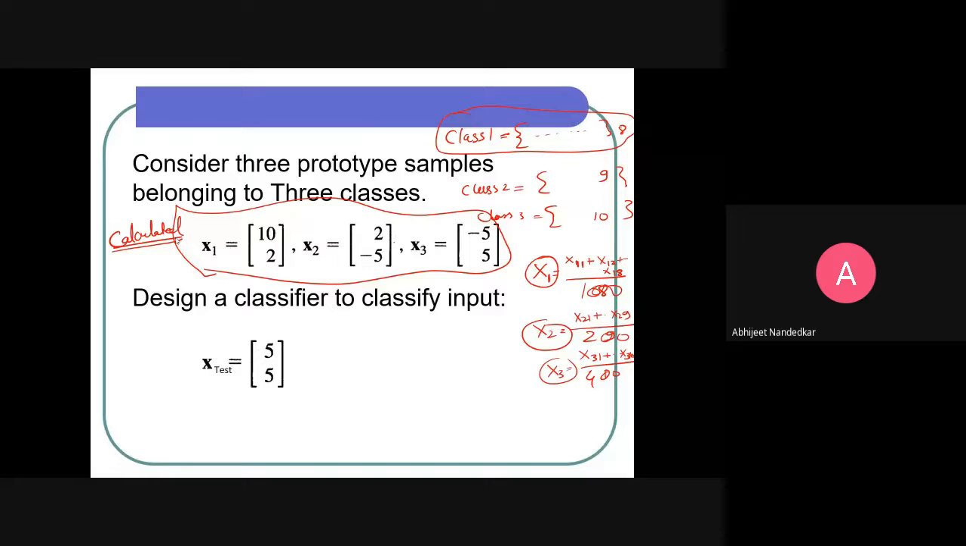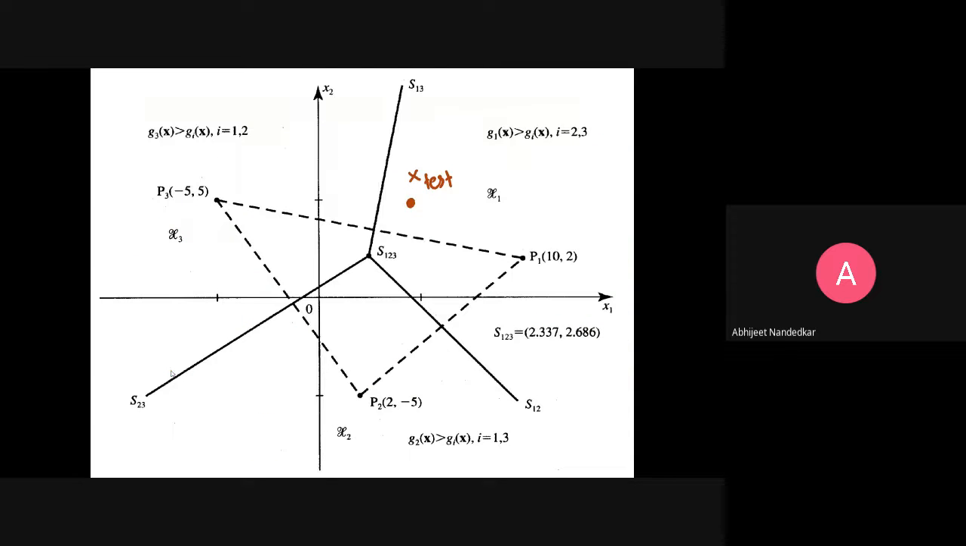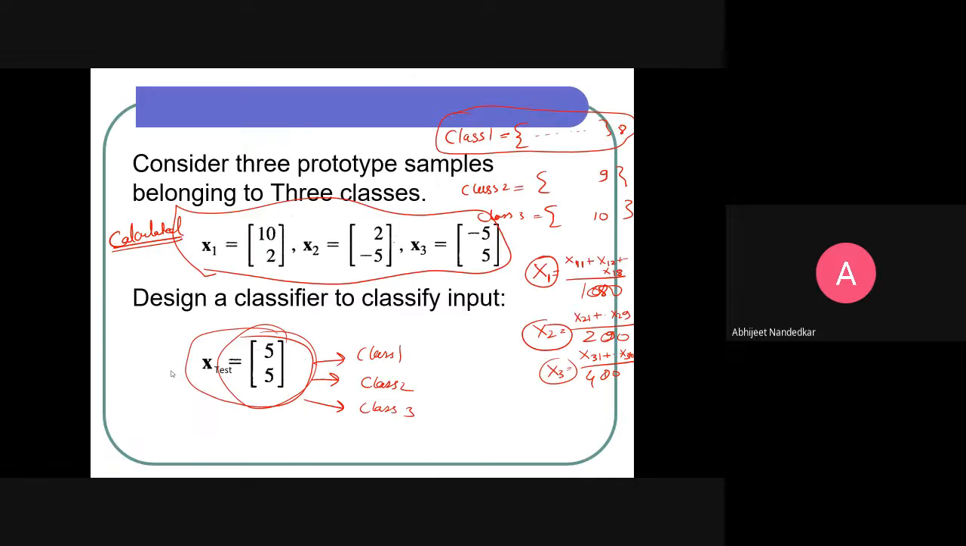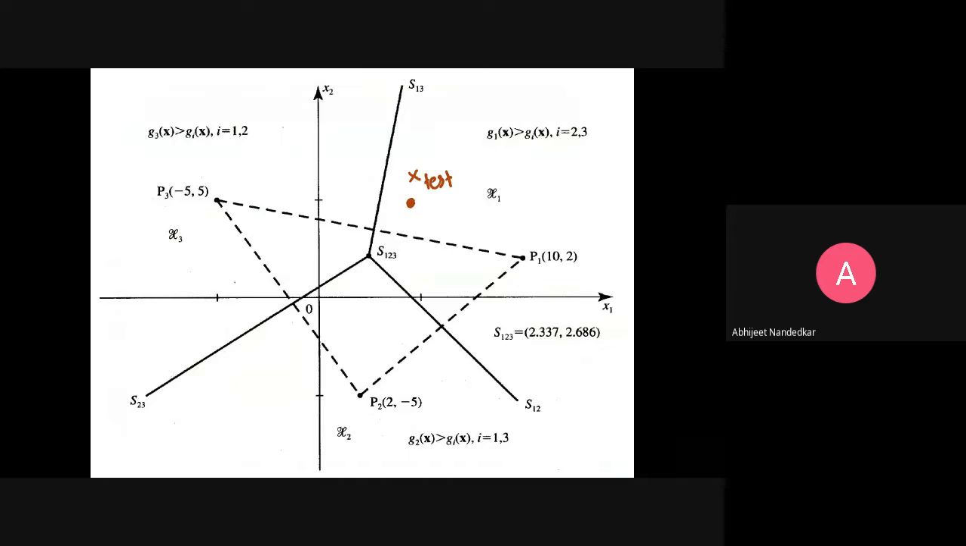The question is: design a classifier to classify the input (5, 5). Where does this belong? There are 3 options: class 1, class 2, and class 3. Our task is to justify our decision as to which class this belongs to. First of all, we can plot these prototypes. The prototypes are (10, 2), (minus 5, minus 5) and (minus 5, 5). So you can plot the prototypes here.